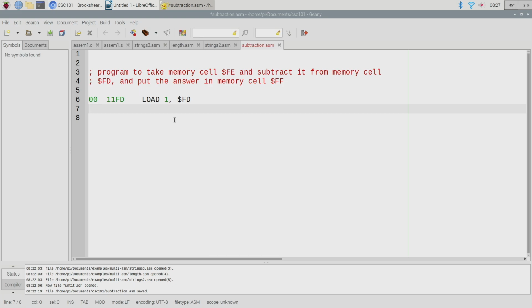Okay. So, all right. So I need to load the second number into another register. Okay, so I'll put the second number in register 2. That's fine. And would you guys agree that the instruction would therefore be 12FE for this?